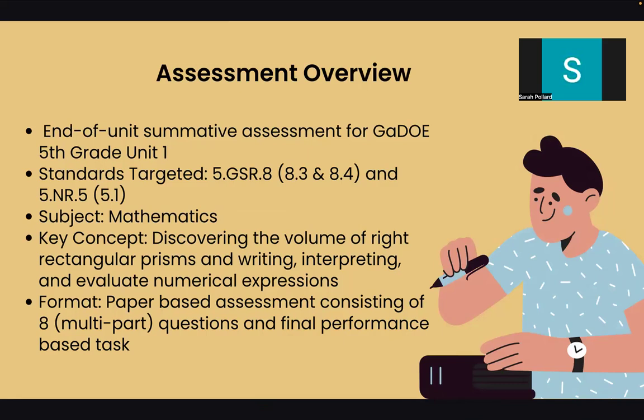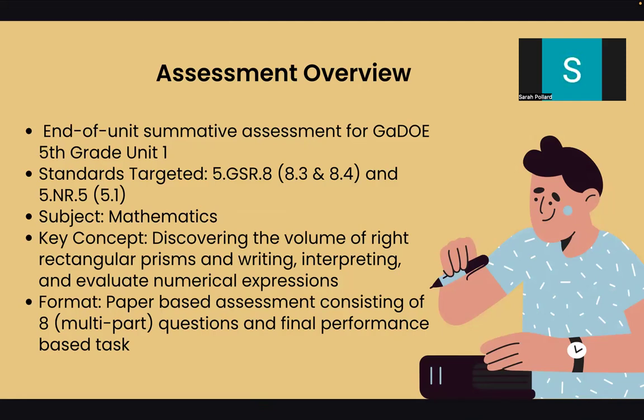Questions on the assessment require students to determine the volume of right rectangular prisms through area models, creation of tables identifying possible dimensions, those being length, width, and height, for a given total volume, and to identify an unknown height when given the area of the base of a rectangular prism.